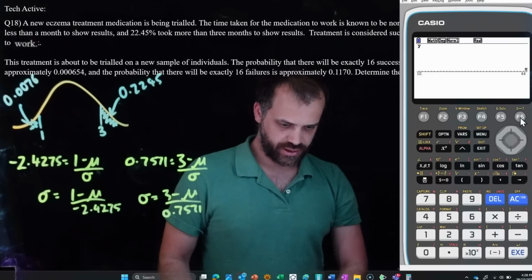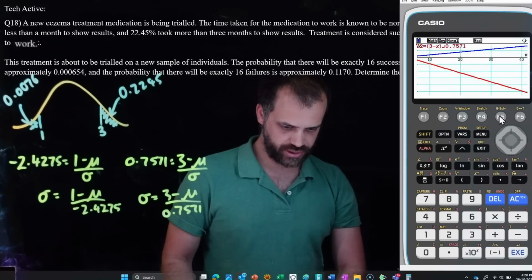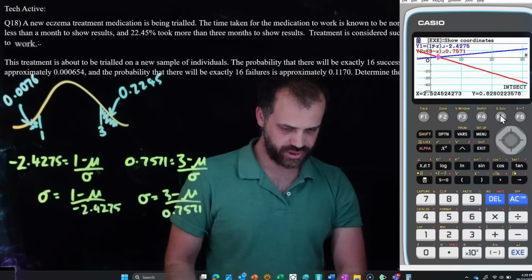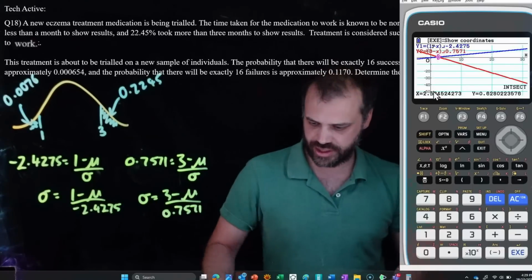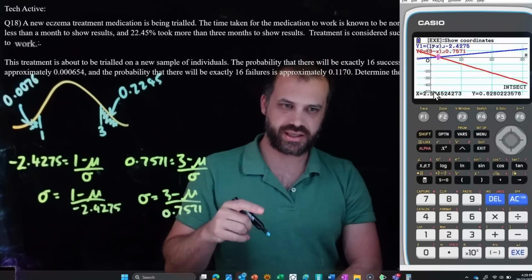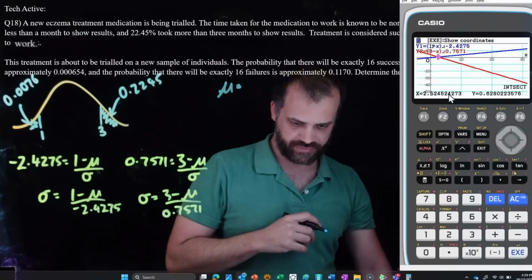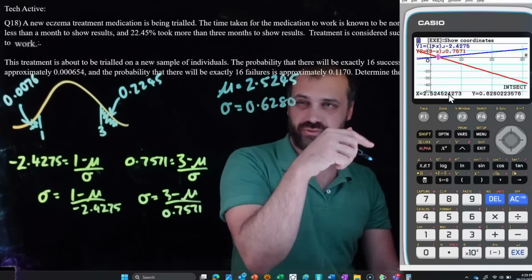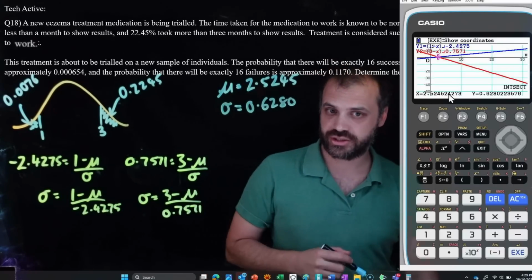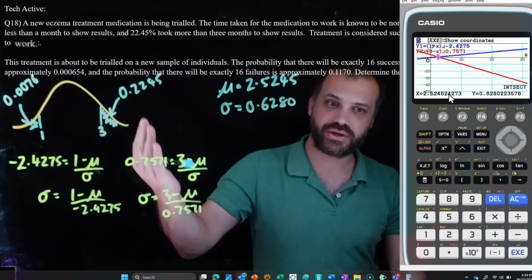Graph them. And hopefully, if we just zoom auto, it'll give us a nice little picture. There we go. Looks like they're intersecting over there somewhere. Let's find an intersection point. Okay, we have an intersection point. Now, like I said, X in this bit is our mean here. So we can write down that our mean is 2.5245 and our standard deviation is 0.6280. Great, we know how it's distributed now. We know the mean and we know the standard deviation.